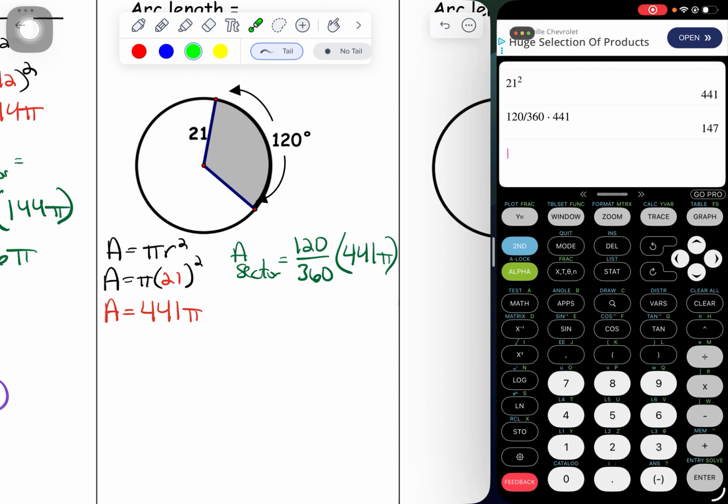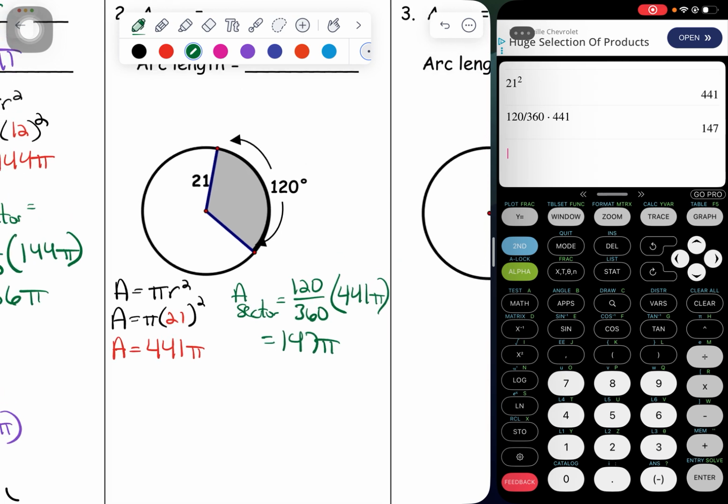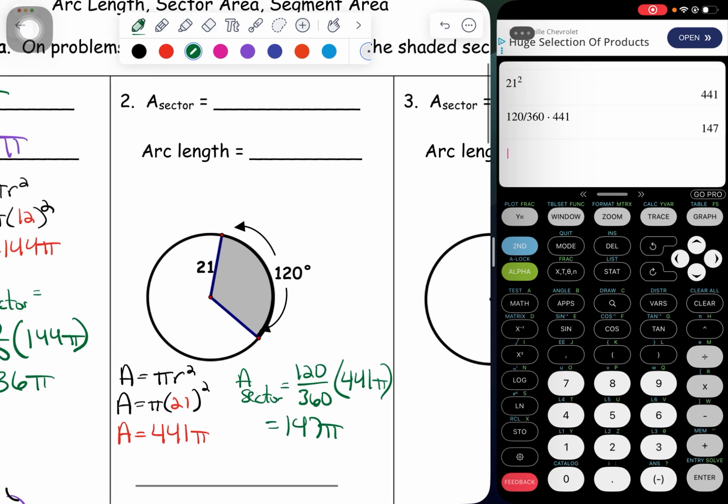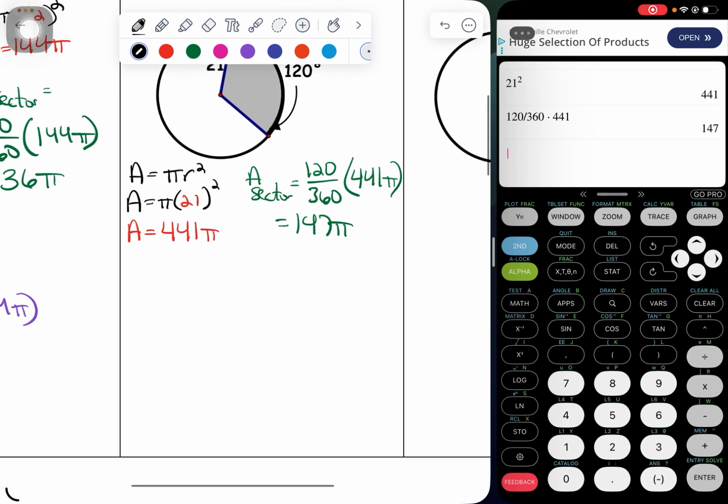All right. So area of a sector, let's grab a pen here. This is going to equal 147 pi. Again, no units here. So for the area of a sector, 147 pi. For the arc length, length is going to get me a circumference here. So I want the circumference of a circle. So 2 pi r. So 2 times pi times my radius was, what was that, 21? It was 21 there.